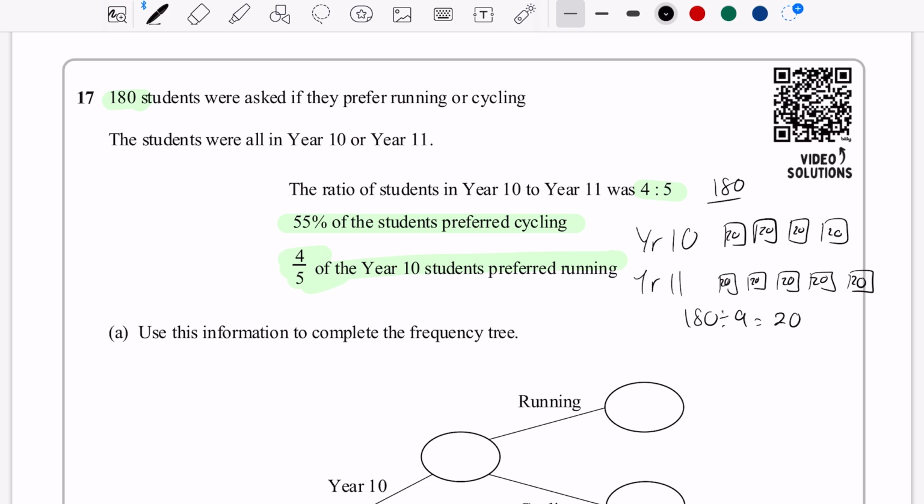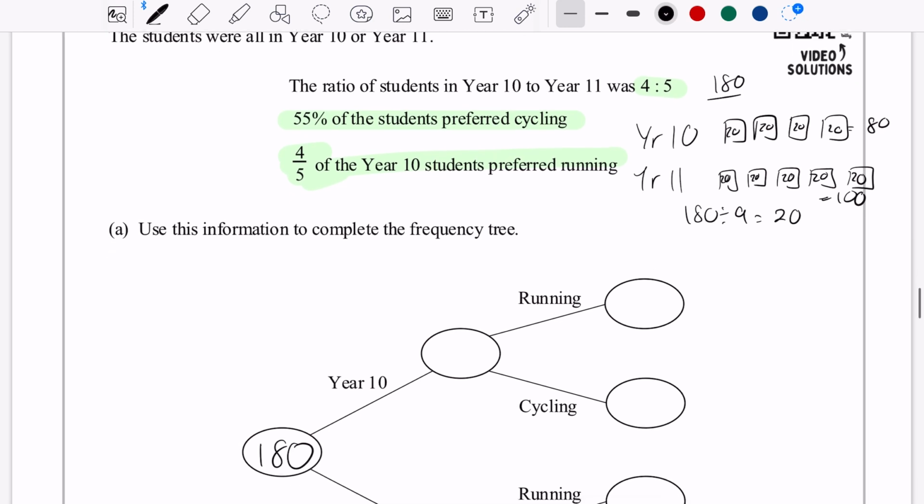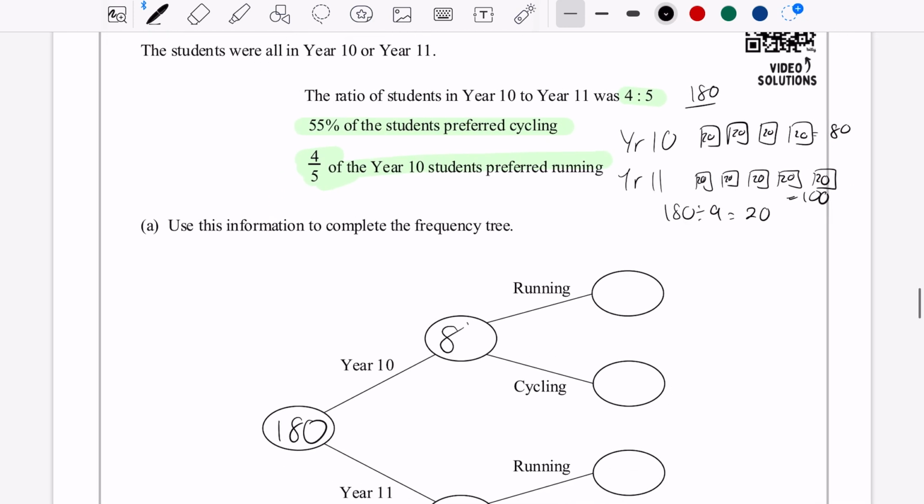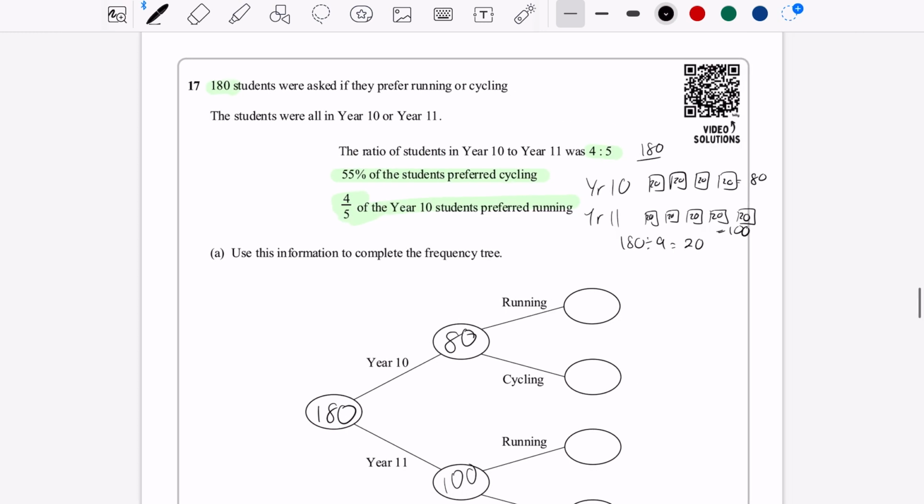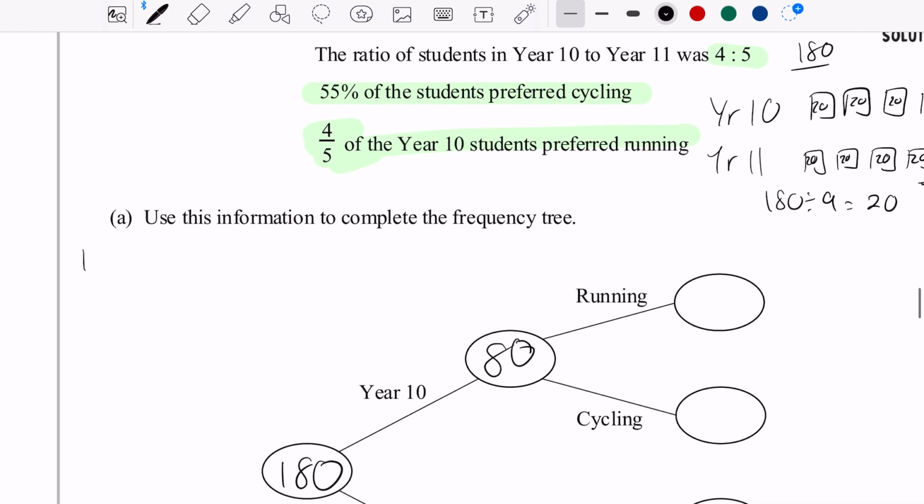Okay, so 20 times 4 is 80 and times 5 is 100, so now it's been split up. So there are 80 year 10s and there are 100 year 11s. Alright, so that's great, we've sorted that. It then says 55% of the students preferred cycling. Right, that's of the students, so that's of everybody. Okay, so we need to find 55% of 180.